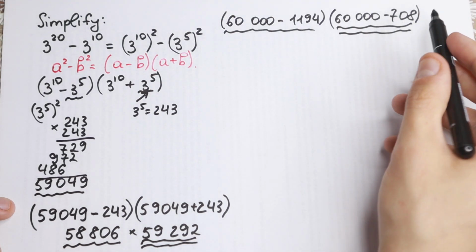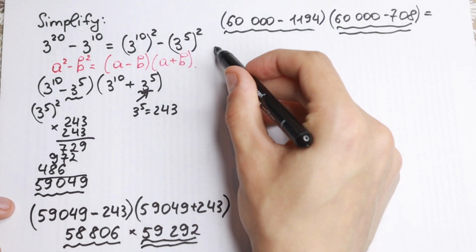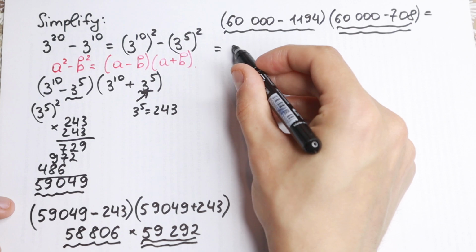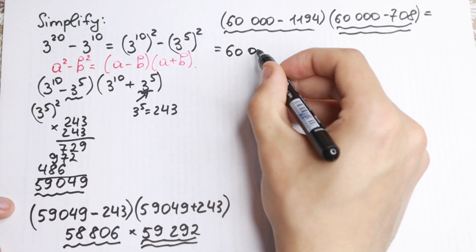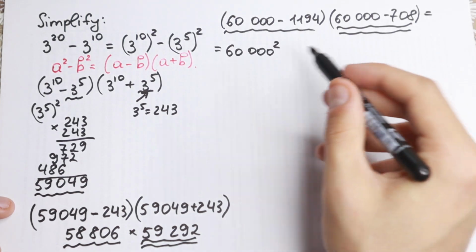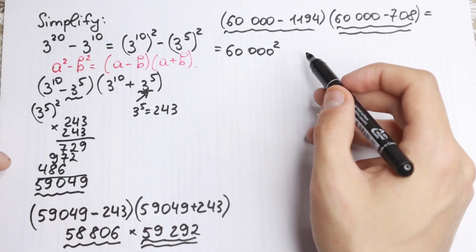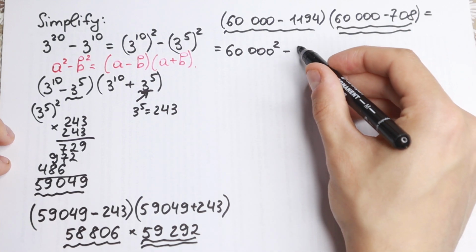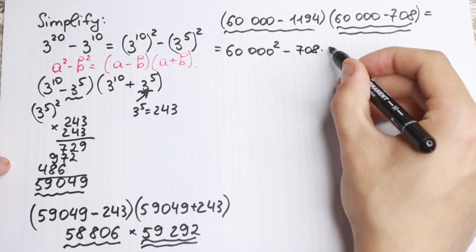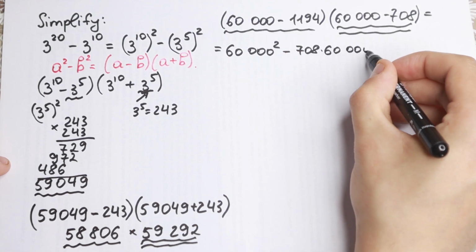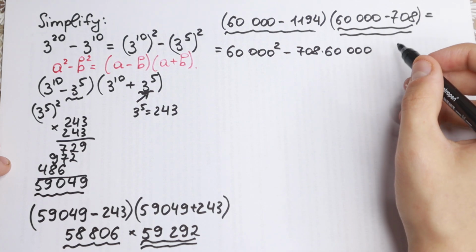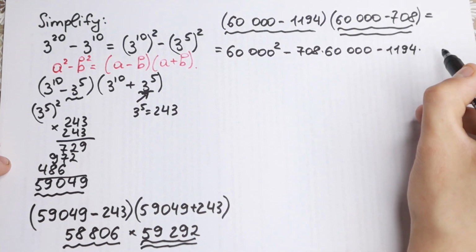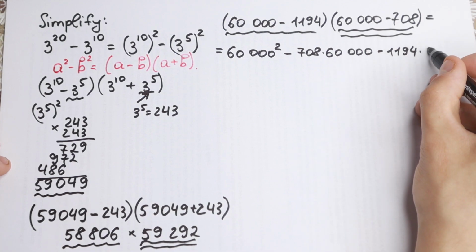It will be really easier to multiply because, take a look right here, we are multiplying parentheses by parentheses. So firstly, 60,000 squared. This is the first element. We can easily find it. Second element, minus. We need to multiply 708 times 60,000, and we need to, of course, subtract 1194 times 60,000 as well.